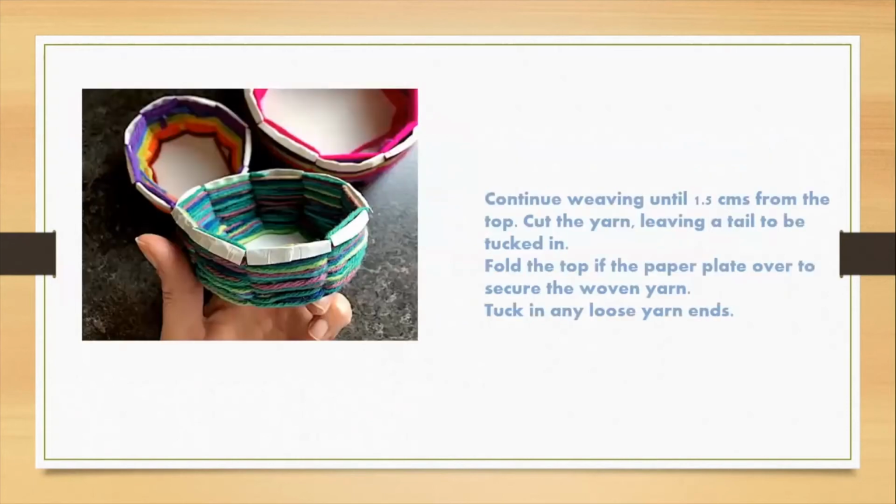Now look at these ones. You can do them in whatever colors you want. You can make them all sorts of patterns, or you can have it all the one color. It's up to you. You just keep weaving until you get to about this much off the top, and you can then fold the paper plate down and look at your lovely wee basket bowl you've got there.